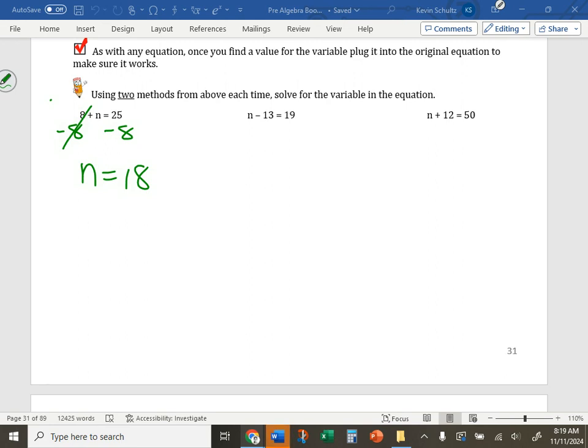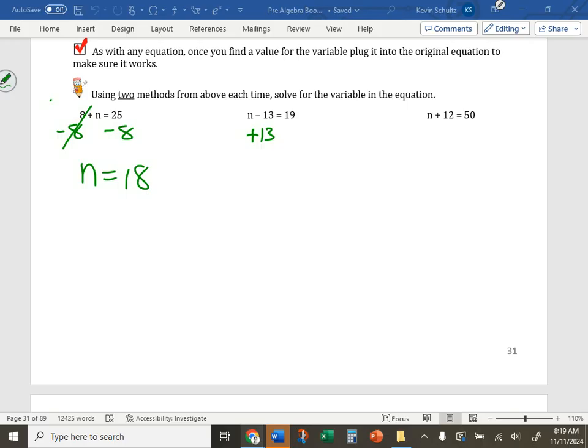All right, next one. N minus 13 equals 19. What's going on the left side here? What operation is that? Subtraction, right? What's the opposite of subtraction? Addition. So what are we going to do over here to get n by itself? 13 plus 19? Nope. How do we turn a negative 13 into 0? What's the opposite of a negative 13? Positive 13, exactly, right?